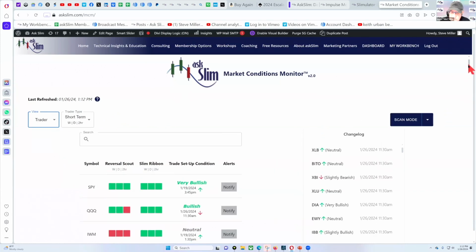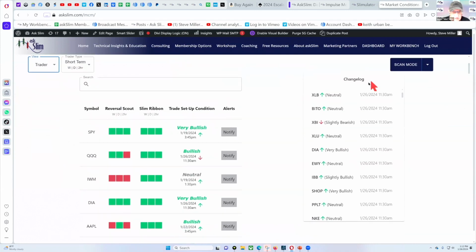And I just want you to see right over here as we look at the indexes that the SPY is very bullish. The QQQ has ticked down from very bullish to bullish still. The IWM, which doesn't have a lot of strength, is neutral. And the diamonds are still very bullish. I mean, they're still showing good strength. You could see Apple peeking out here as still bullish right there.